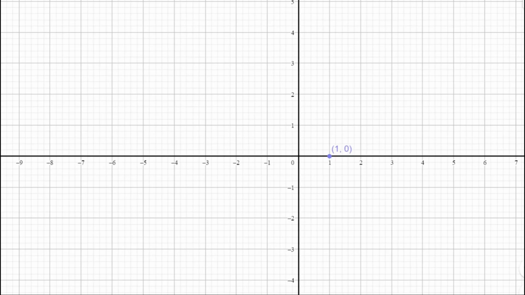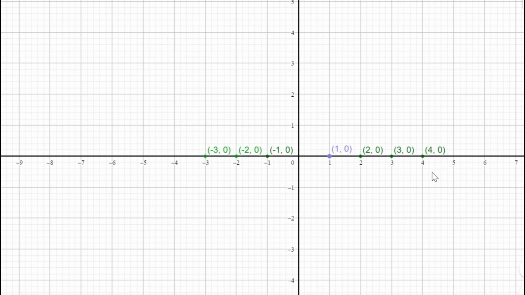First of all, we have to find the y-coordinate of any point on the x-axis. This is a point on the x-axis. What are the coordinates of this point? 1, 0. Now let us find more points on the x-axis. This point is 2, 0. This is 3, 0. This is 4, 0. This is minus 1, 0. This is minus 2, 0. And this is minus 3, 0. So we can see that the y-coordinate of any point on the x-axis is always 0.